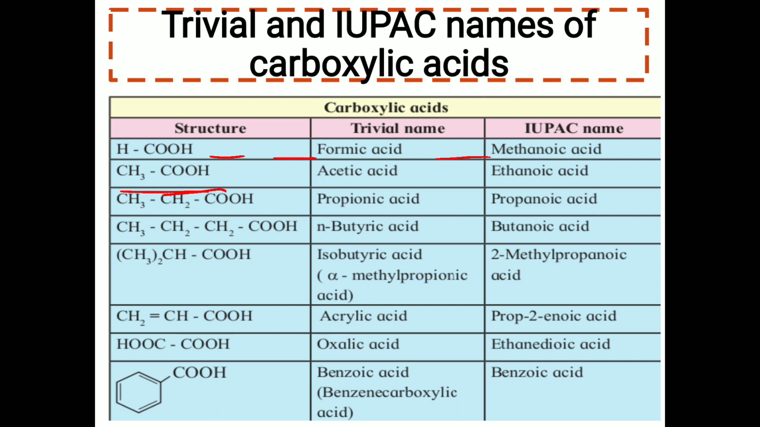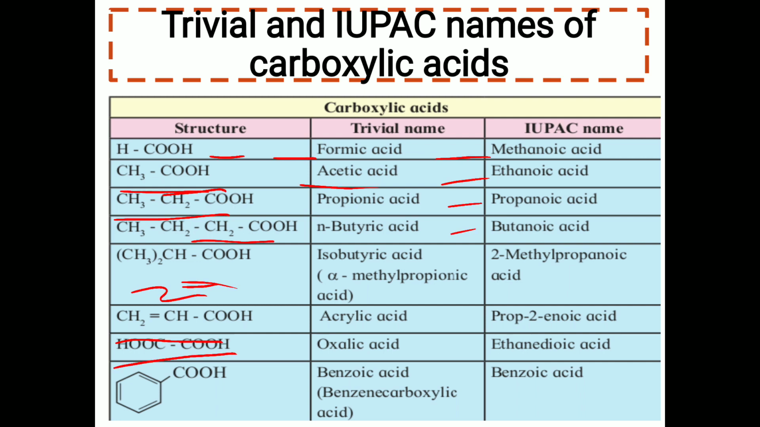As it contains 2 carbon atoms, the general name is acetic acid. The IUPAC name is ethanoic acid, meaning ethane is converted into ethanoic acid. 3 carbon atoms, propanoic acid; 4 carbon atoms, butanoic acid. Now here, as the second position contains a methyl group, it is 2-methyl propanoic acid, and in the trivial name system, isobutyric acid. Now it is a double bonded compound, so the general name is acrylic acid, and the IUPAC name is propen-2-enoic acid, that means at the second carbon atom it contains the double bond.